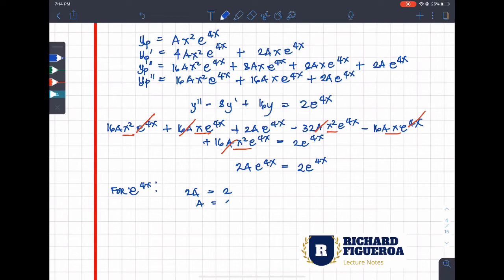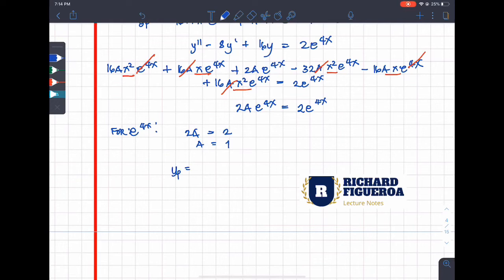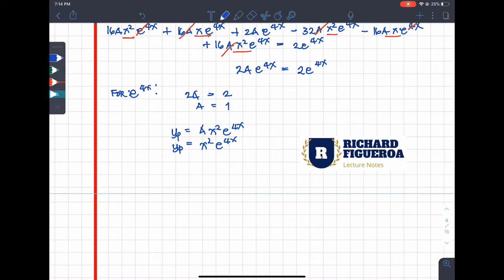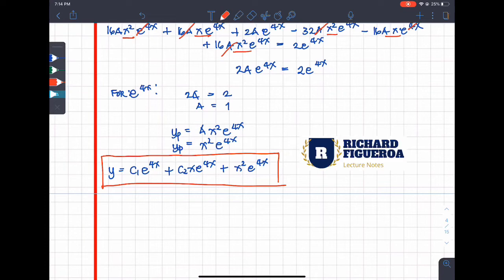And thus, our particular solution would be equal to ax squared e raised to 4x, or that would be x squared e raised to 4x for our yp. And lastly, our general solution would be c1 e raised to 4x plus c2x e raised to 4x, then plus x squared e raised to 4x. And that would be the general solution of this particular example. So let's have another one.